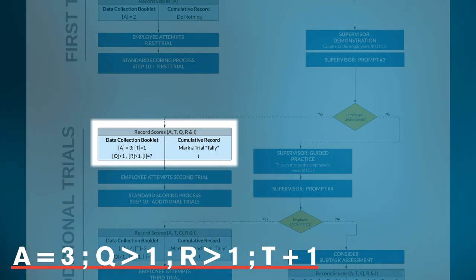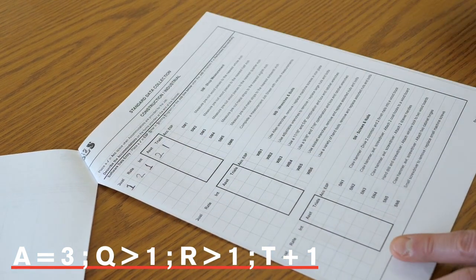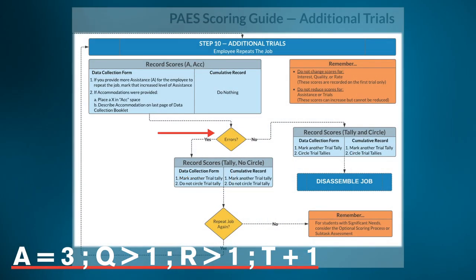Also be sure to record their interest and mark a trial tally. As before, you can now instruct the employee to start their second independent trial. After the employee attempts the job and you come back to check their work, follow the standard scoring process for step 10, additional trials. Be sure that quality is greater than 1, work rate is greater than 1, and trials already has 1 mark.